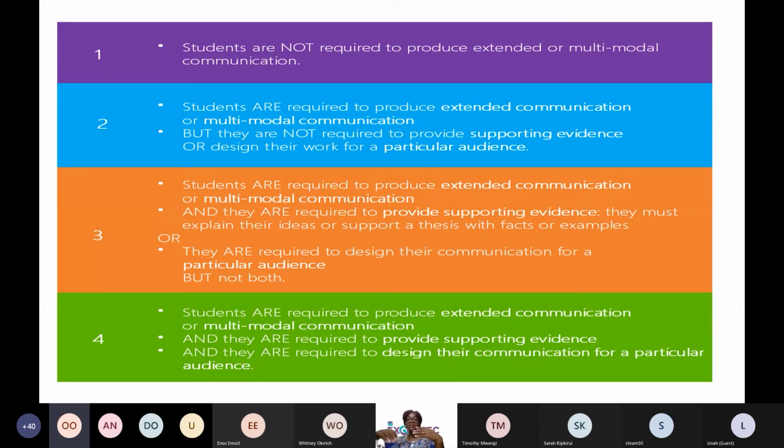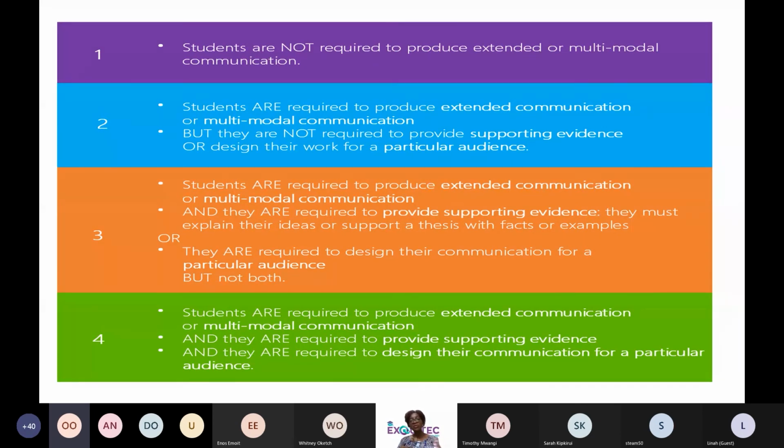And then level 3, it's yes, they are required to produce extended or multimodal communication, and they are required to provide supporting evidence. So they must explain their ideas or support their thesis with facts or examples. If you have 2 of that, then you're at level 3, or they are required to design their communication for a particular audience. So if you have the extended communication and supporting evidence, that's level 3, or extended communication and communication to a particular audience, that's level 3. But not both of them.